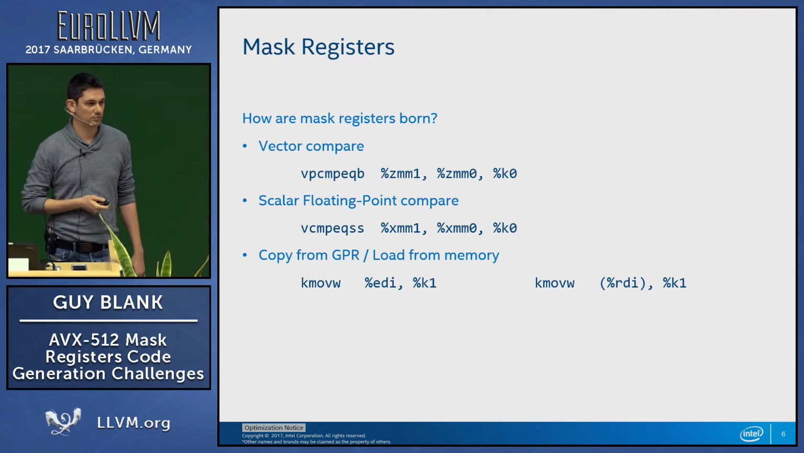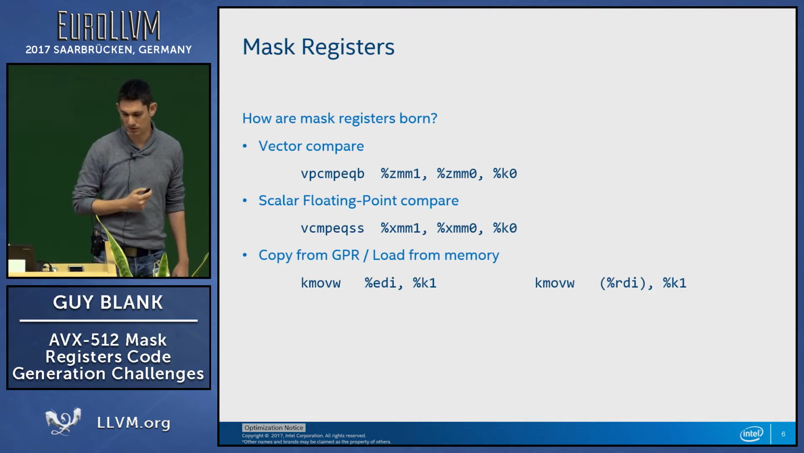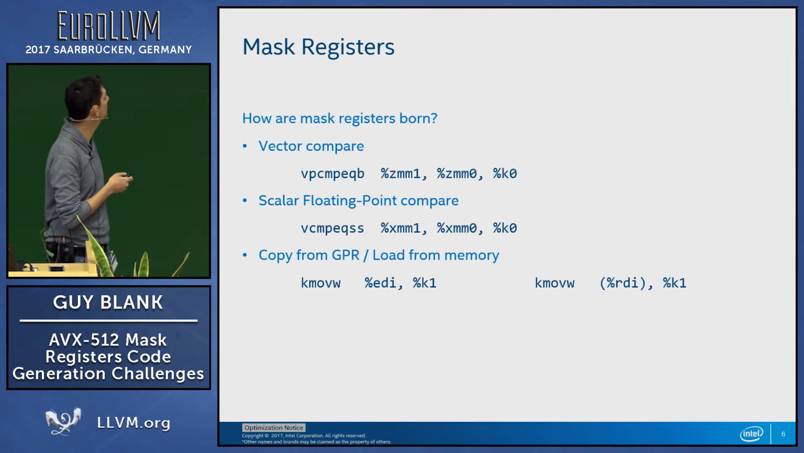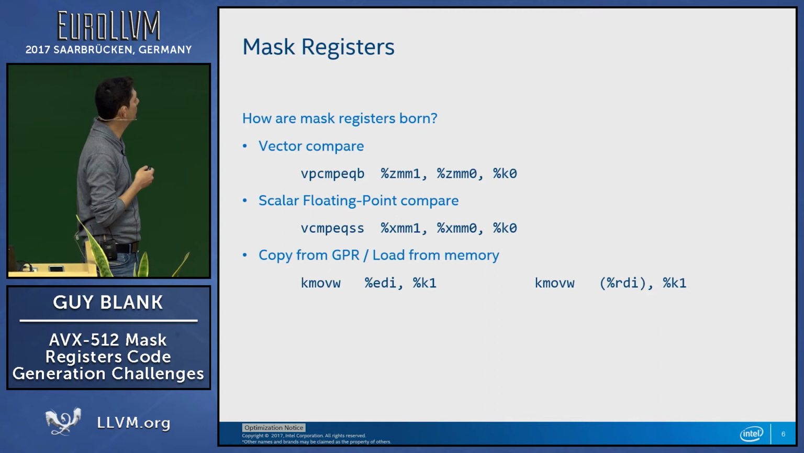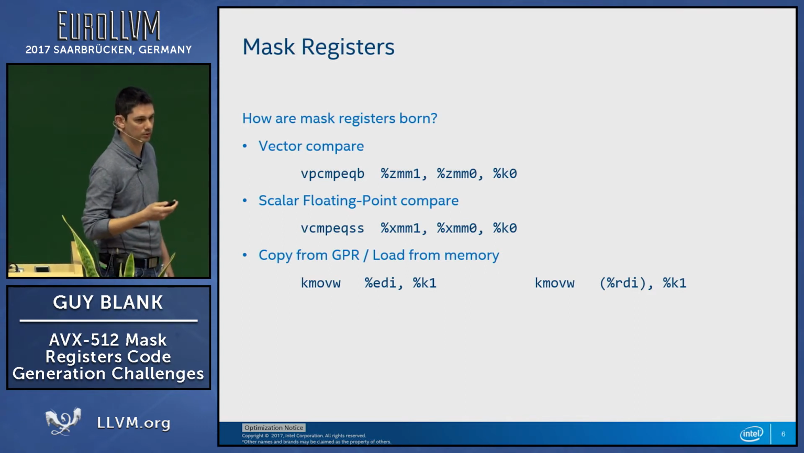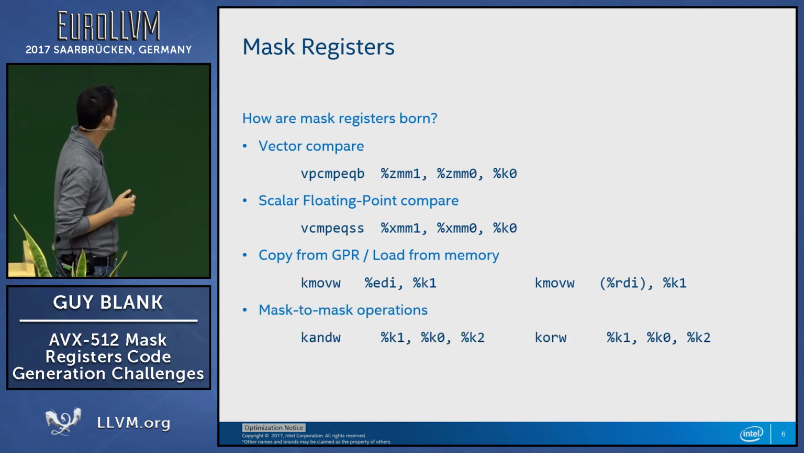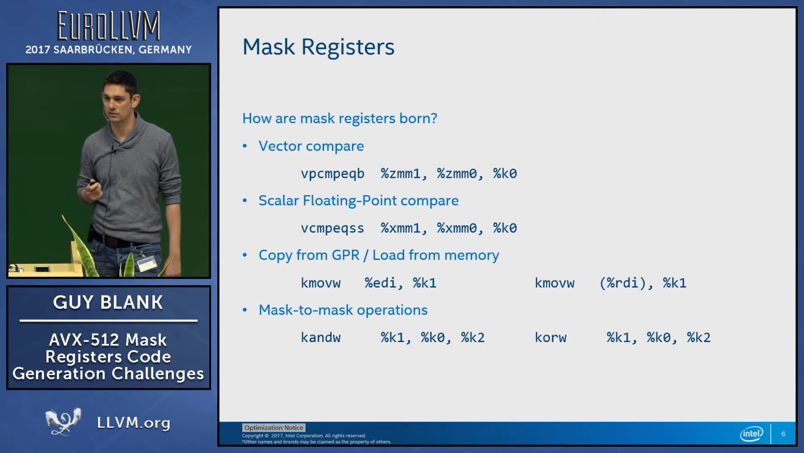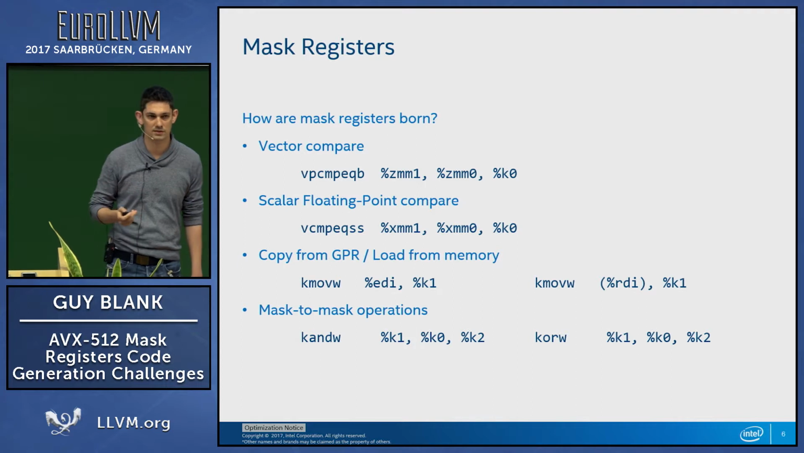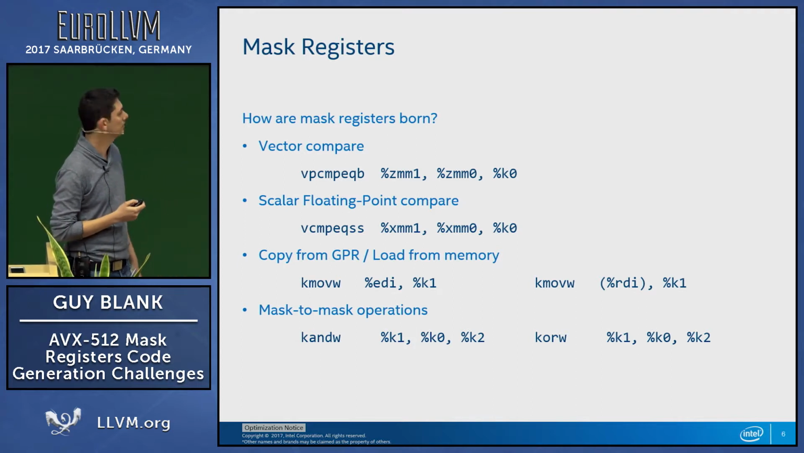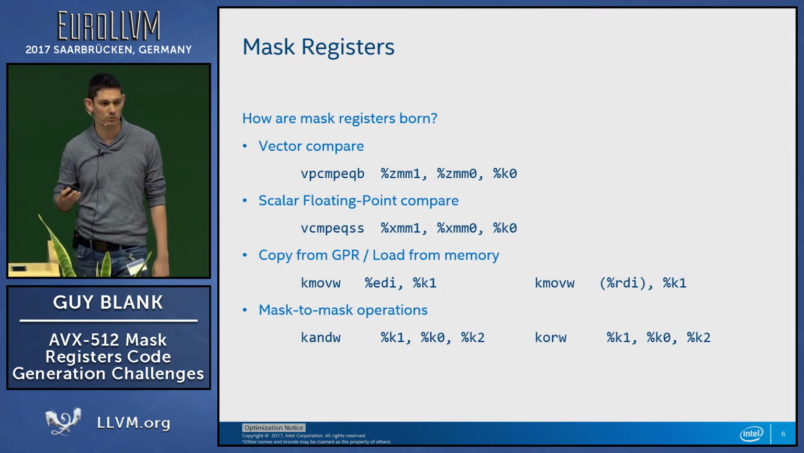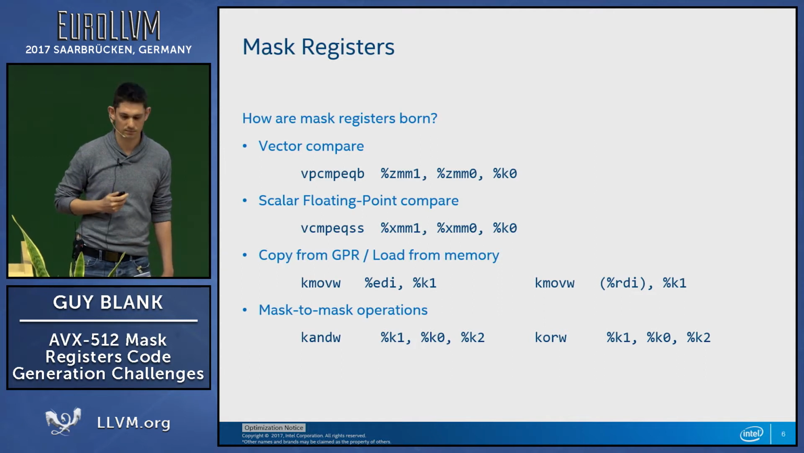Additionally, we can copy them from a general purpose register, as you can see on the K-move on the left, and you can load it from memory, as you can see on the right. These load a word, but we can load a byte or a double word, and so on. And finally, we have mask-to-mask operations that get mask registers as operands and write into a K register as destination. These are AND and OR. There are several others, but it is quite limited when compared to GPR instructions.